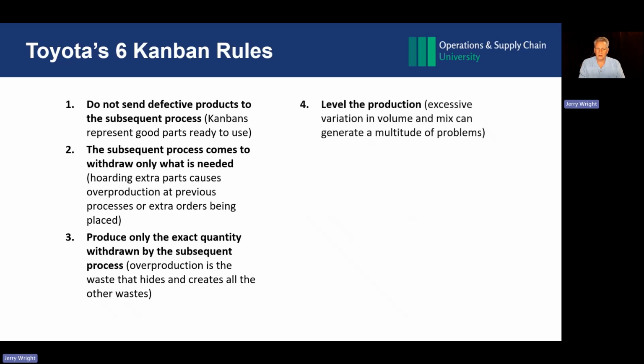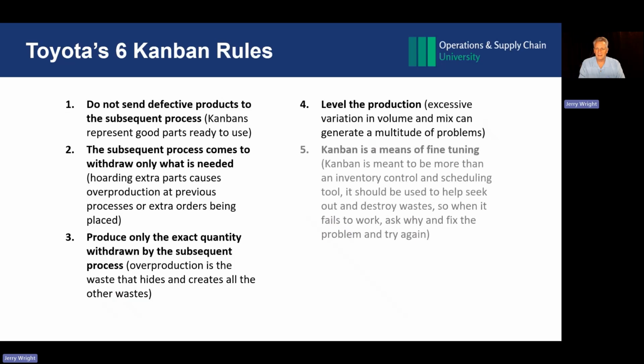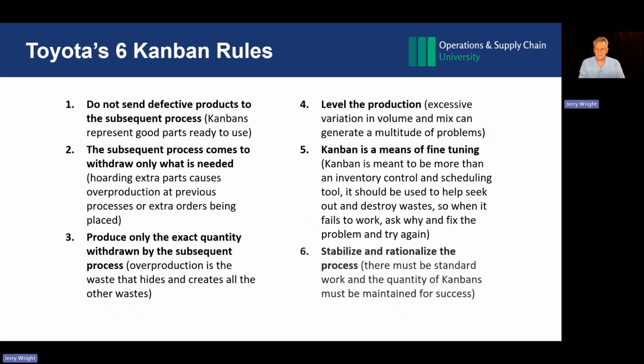4, level the production. Try to minimize variation and look at how you can level the production and build a little bit of each type each day so that we minimize the overall work in process. 5, Kanban is really meant to be a means of fine-tuning. Kanban is meant to be more than just inventory control and scheduling. It tells us when something is out of place or not working properly. It points out the challenges so we can fix them. And then 6, stabilize and rationalize the process. There should be standard work associated to Kanbans and how often you change them and check them. That's really what Toyota expects in managing of the Kanban.